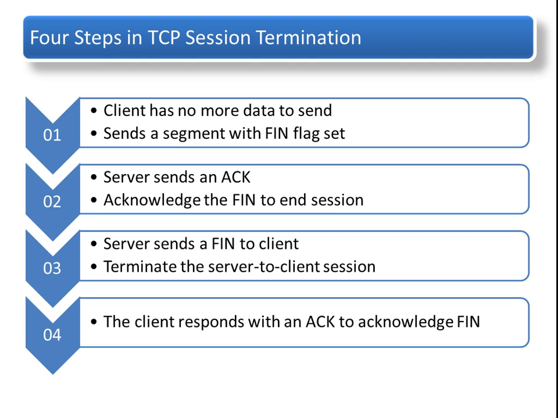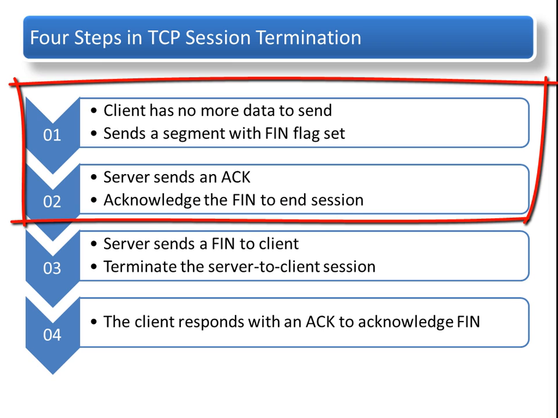To terminate a session, each one-way TCP connection must be closed. To close a connection, it requires 2 steps per each stream. If the client has nothing more to say, it will send a segment with a FIN flag set to the server. The server acknowledges the client's request by sending an acknowledgement back. This would close the upload stream.